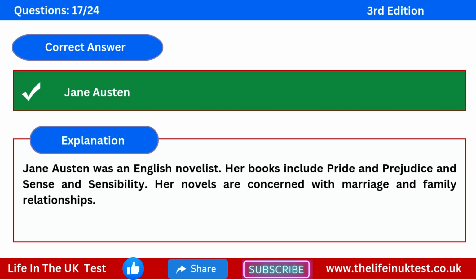The correct answer is Jane Austen. Explanation: Jane Austen was an English novelist. Her books include Pride and Prejudice and Sense and Sensibility. Her novels are concerned with marriage and family relationships.